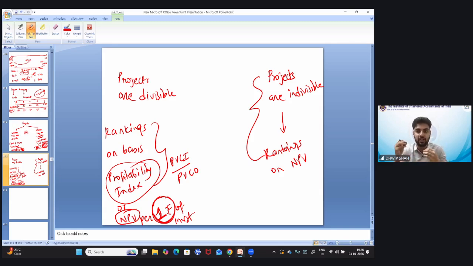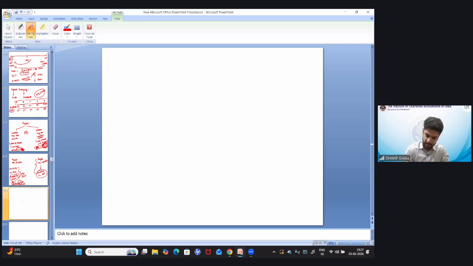But if projects are not divisible, means part of the project is not possible, you have to take the project entirely, then follow the normal NPV concept and give rankings based on that. Okay, and then decide which to accept, which to reject. Understood? This is the concept of capital rationing. Let's take one illustration to get better clarity.